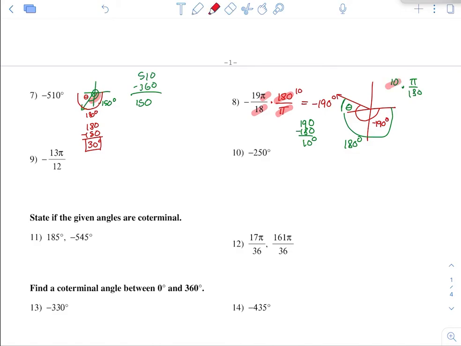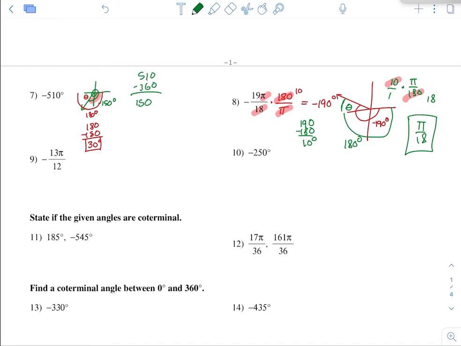So now if we put this over 1, this 10 cancels off with that 18 by making this 180, so it cancels into 18. So pi over 18 will be our reference angle in radians. So in 8, as you can see, you can convert the radians to degrees, work with degrees, and then for your final product, just change it back into radians.